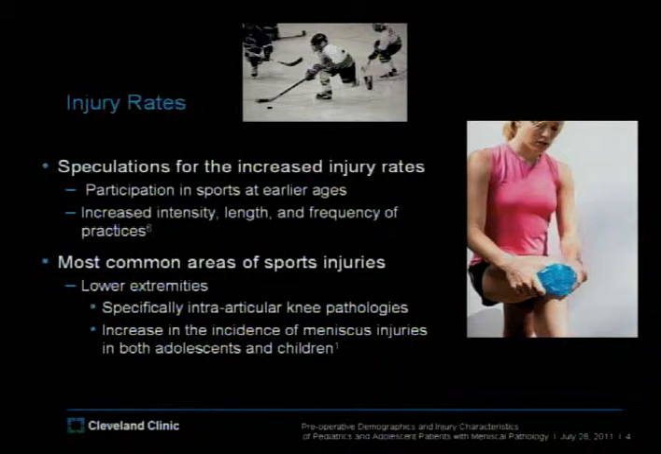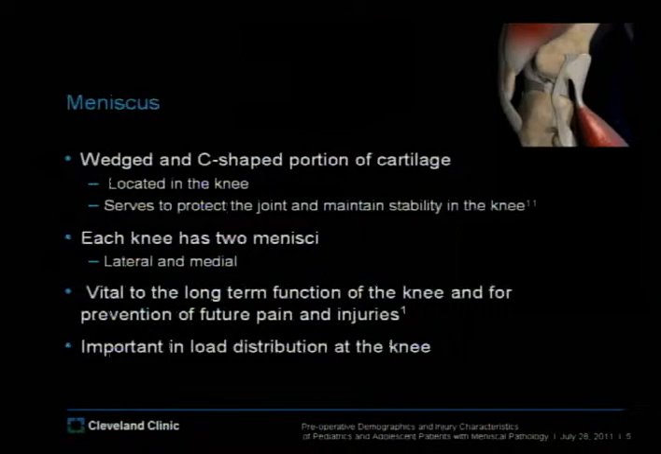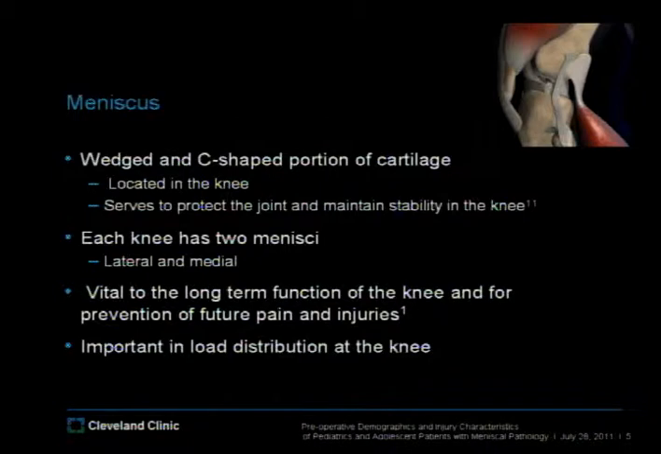And so in my research, I looked at the increase in the incidence of meniscus injuries in both adolescents and children. The meniscus is a wedged and C-shaped portion of cartilage that is located in the knee. It serves to protect the joint and maintain stability, so it is very important. It is important in load distribution throughout the knee and also will bear and distribute the weight of an individual. So this means it is vital to the long-term function of the knee and for prevention of future pain and injuries.